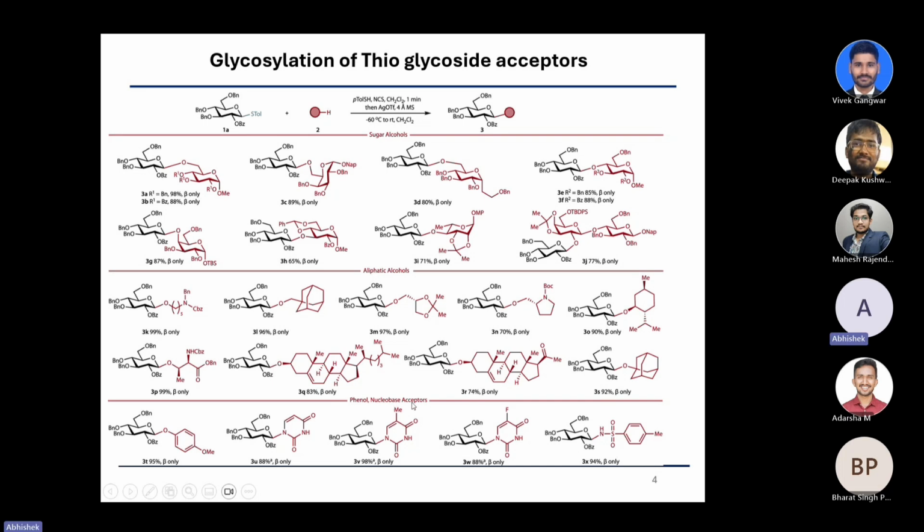Then finally, he also tried some phenol and nucleobase acceptors. As we know, these are not very good acceptors, like the phenol, because the nitrogen lone pair is in conjugation. In all cases, the acceptor is not very good, but still they are getting very good yields with the beta-only stereoselective product, 95%, 88%. And this is only because of the preactivation method, which is what he wanted to mention in that paper.